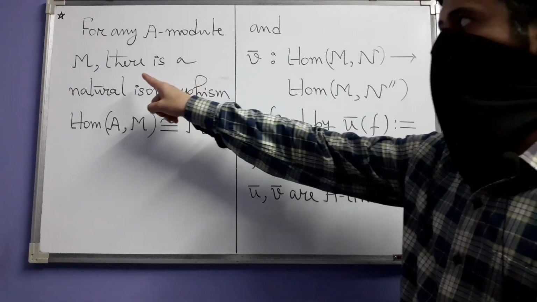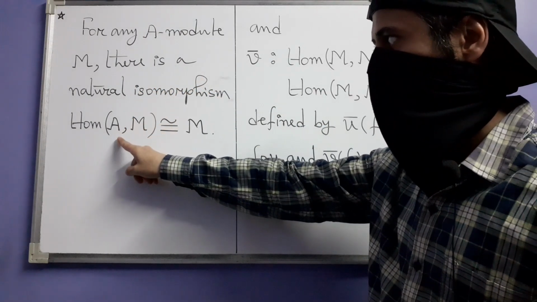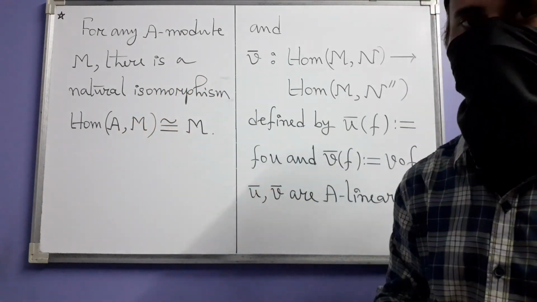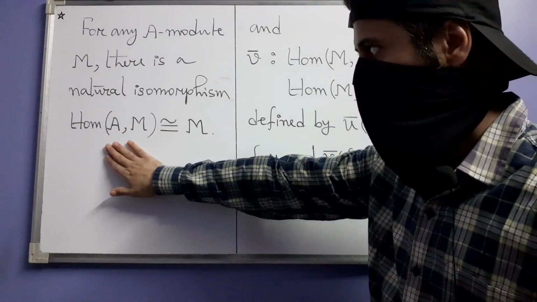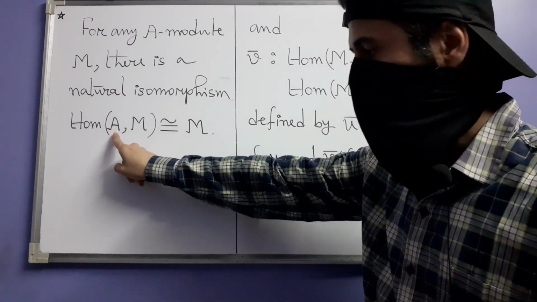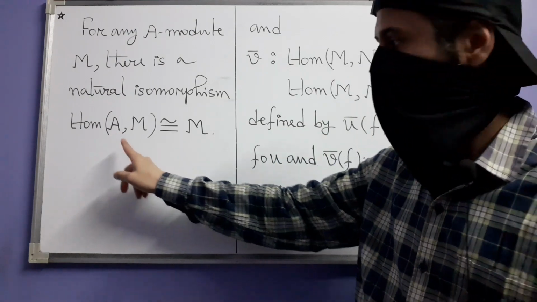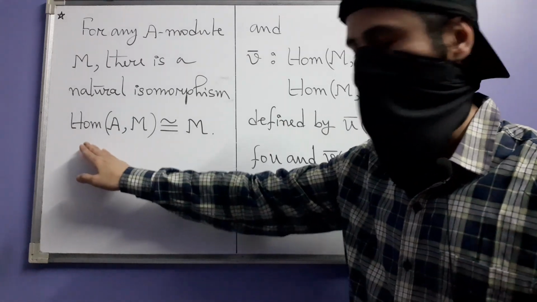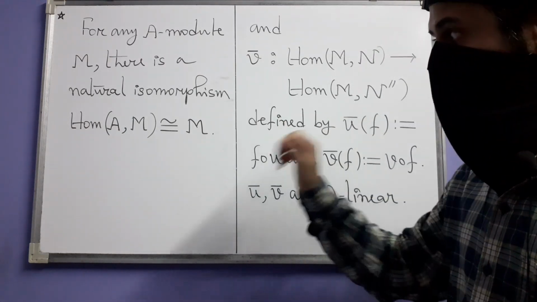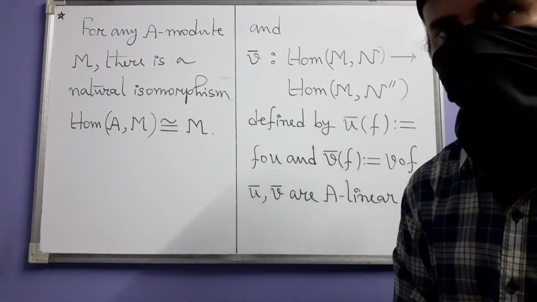For any A-module M, there is a natural isomorphism between these two modules. M is an A-module and this is also an A-module. You see A here, okay. A itself is an A-module, so this makes sense. This one I am going to verify now.